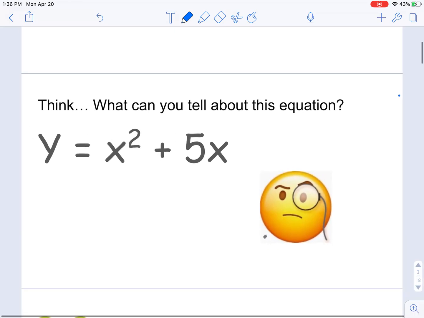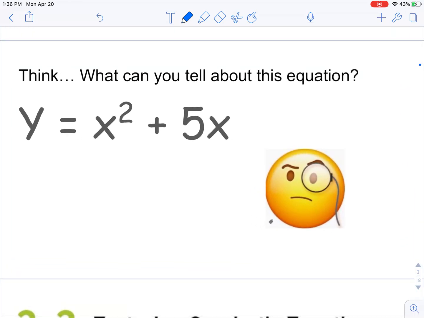Tell me, what can we tell about this equation? So y equals x squared plus 5x. We know that there's x and it's squared, so that means it's quadratic. We also know x and y are variables, meaning that they can change. So anytime you plug a number in for your x, you would be able to solve for y, or vice versa, okay? The other thing that we notice too is that we can factor this equation.